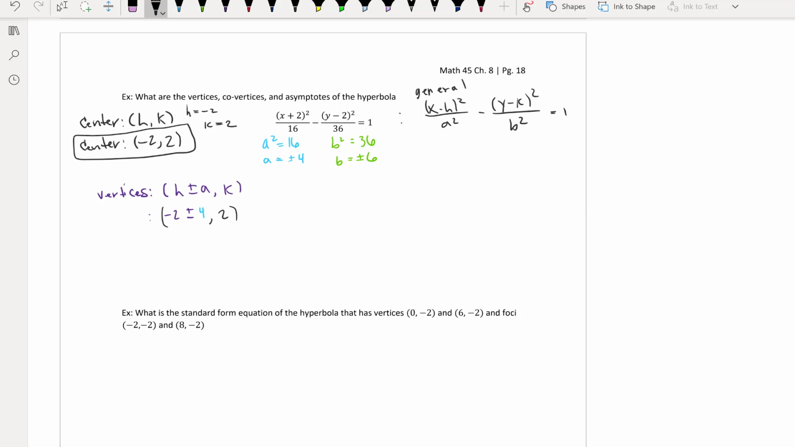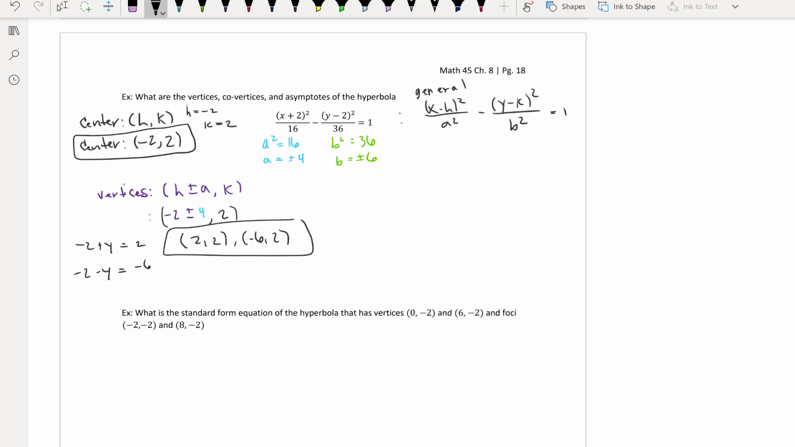So let's think about this. I have -2 plus 4, and I have -2 minus 4. So let's work those out. So I have -2 plus 4, and that's going to give me a +2. And -2 minus 4, that gives me a -6. So that tells me that I have 2, 2, and -6, 2. Okay. All right. So I hope that helps you in figuring out my vertices.